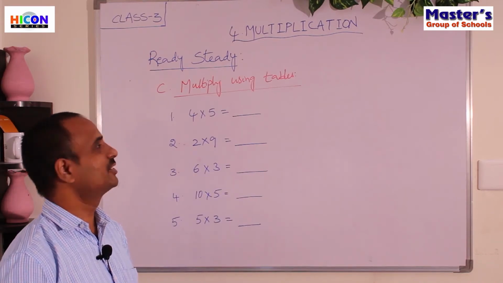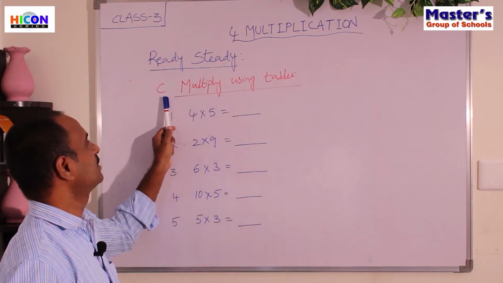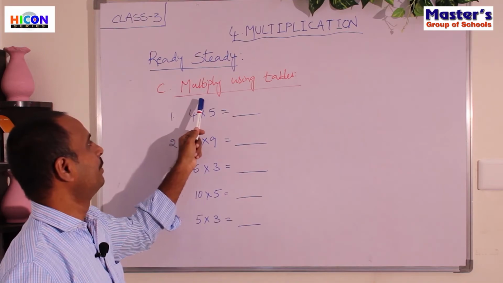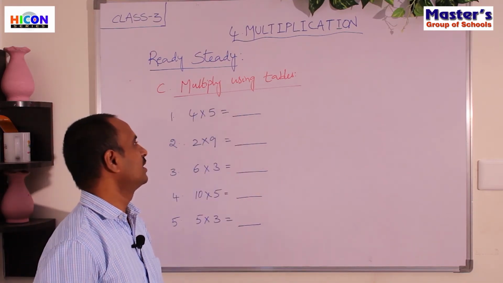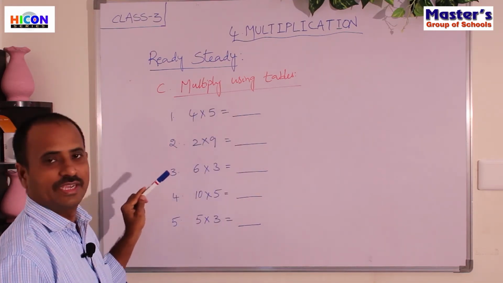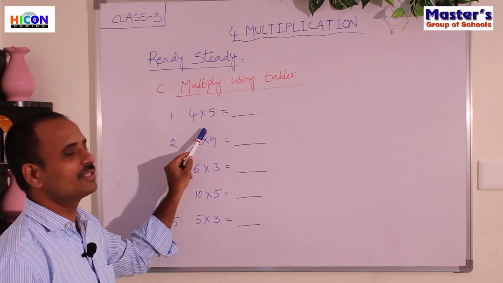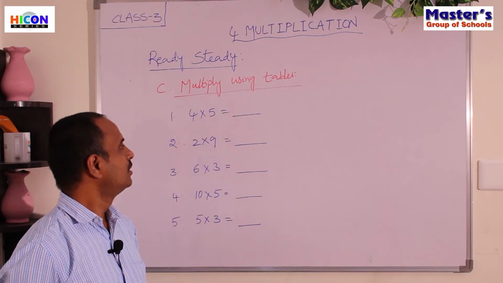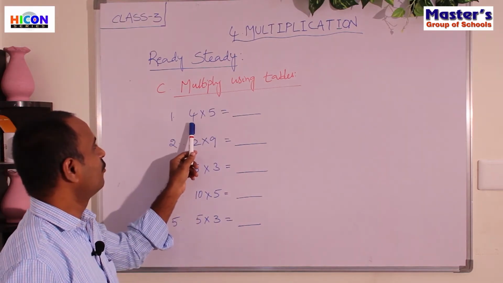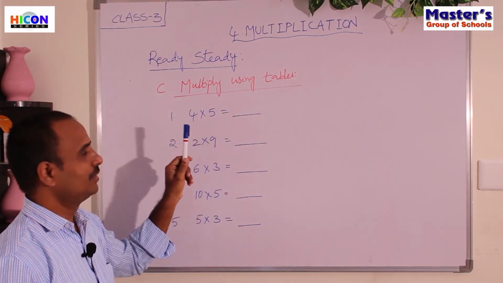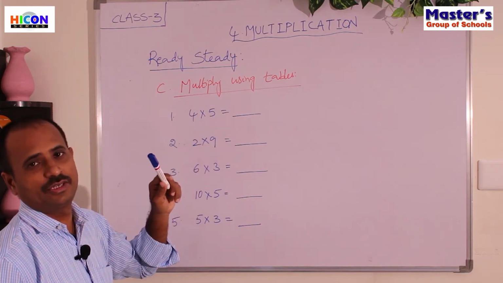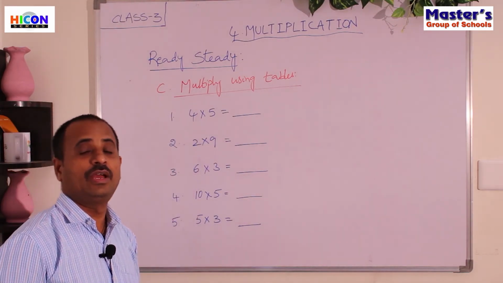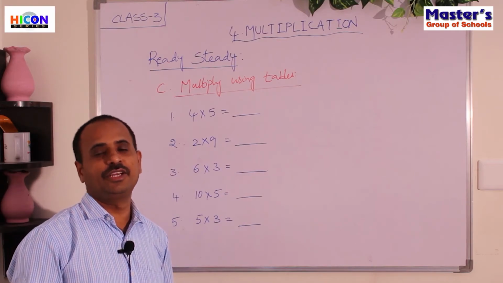Children, the third section is the ready study part. So what is section C? Multiply using tables. So children, they have given some multiplications. We have to write answers for these multiplications just by using tables. So children, see the first one, 4 into 5. That means 4 fives. Children, how much? So already you have learned tables up to 15.